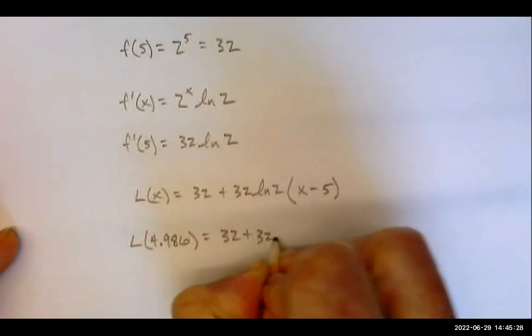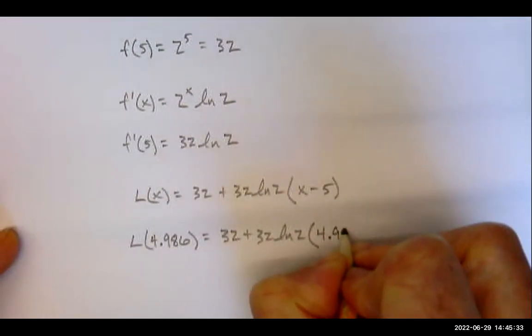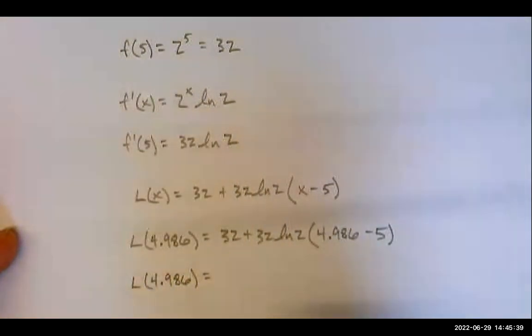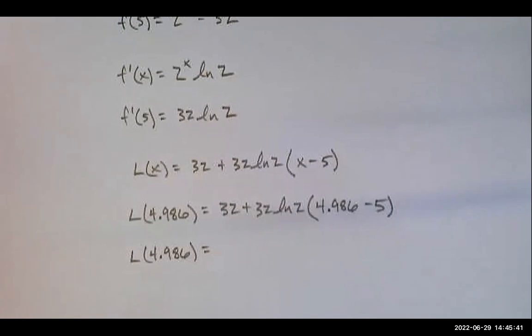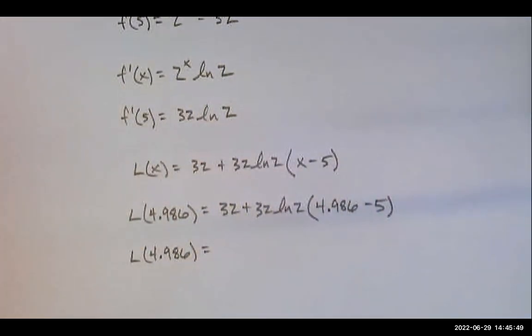32 plus 32 natural log of 2 times 4.986 minus 5. At this point, I could do that by hand if I wanted. The natural log of 2 makes it a little tricky, so we're just going to grab our calculators here. All right, 32 plus 32 natural log of 2 times the quantity 4.986 minus 5.